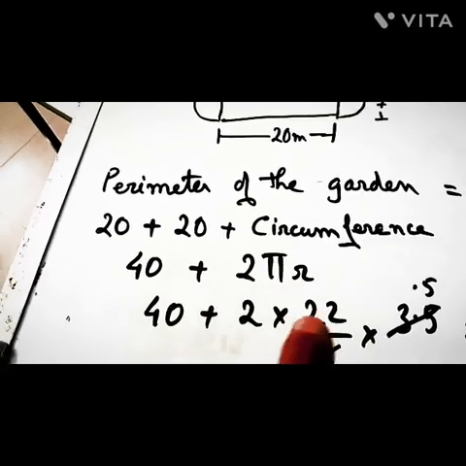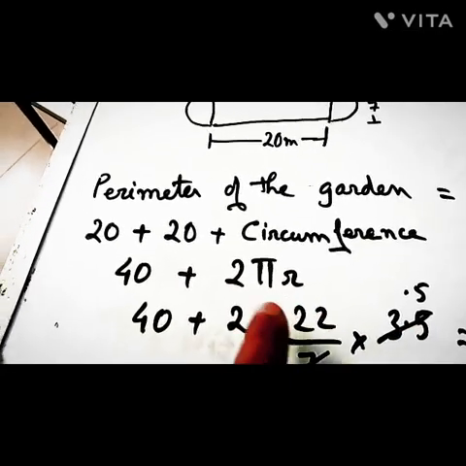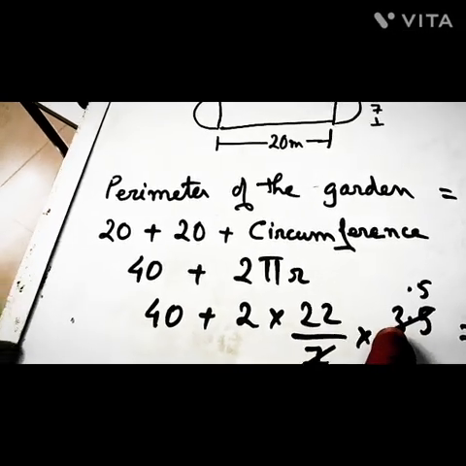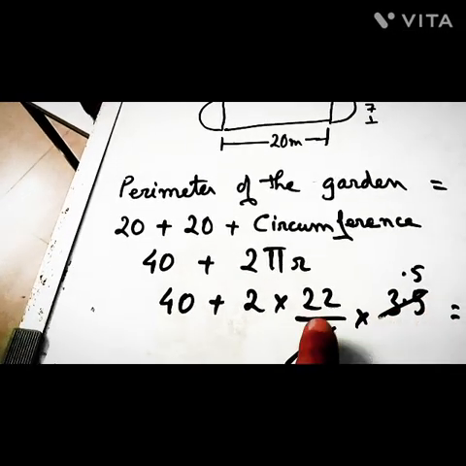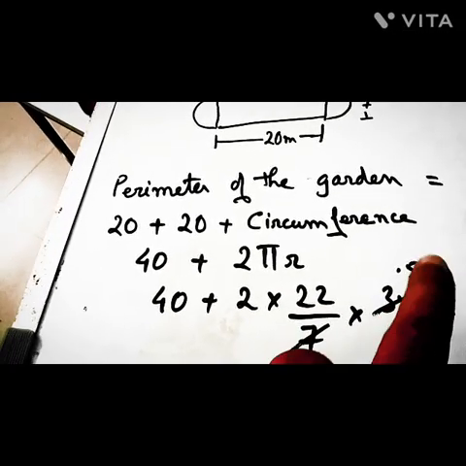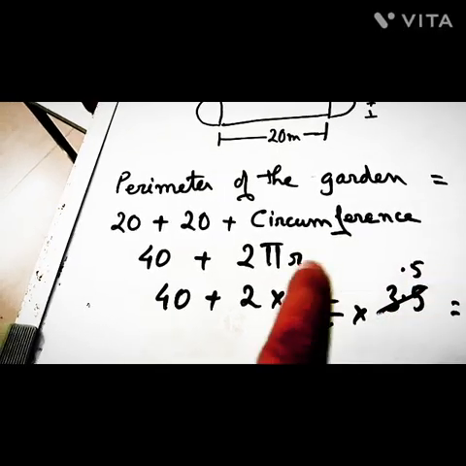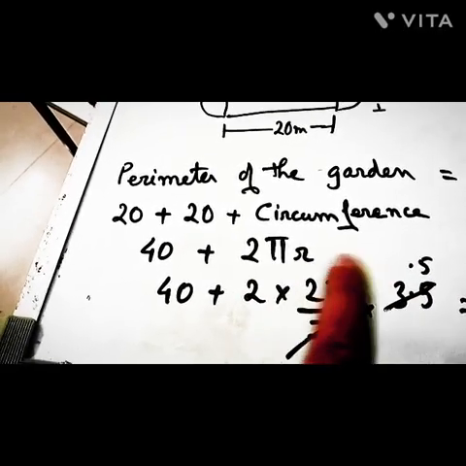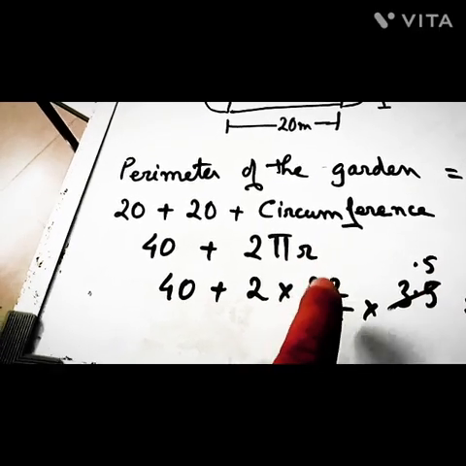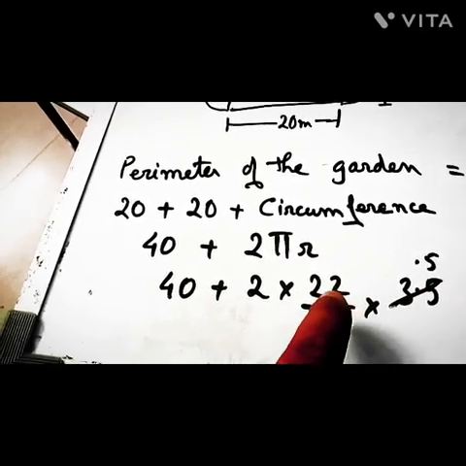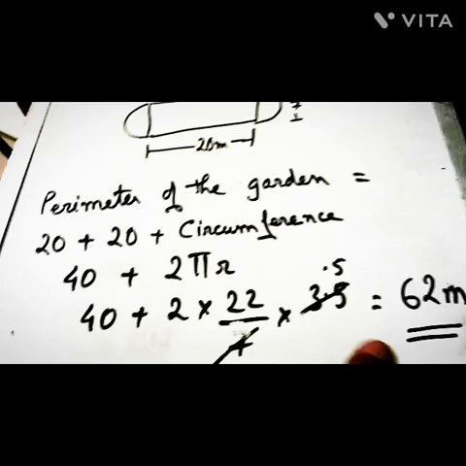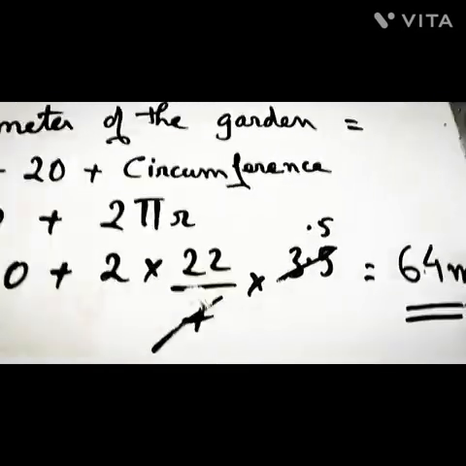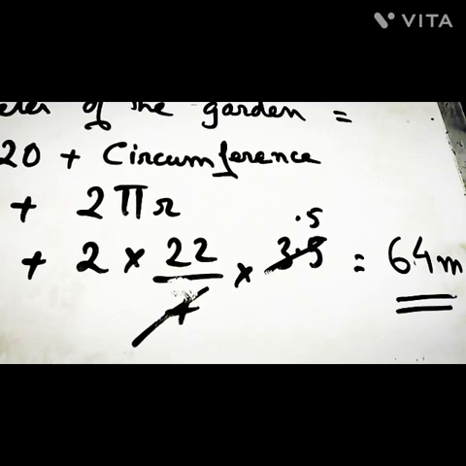We know pi is 22 by 7 and r we have already found as 3.5. So we cancel out 7 and 3.5, we get 0.5. 0.5 into 2 into 22 is 22 into 2 into 1, that is 44. 44 plus 40 is 64. Sorry, it's 64 meters. So perimeter is 64 meters.